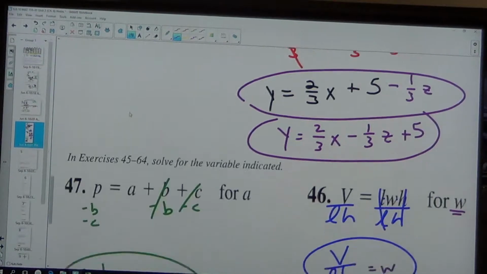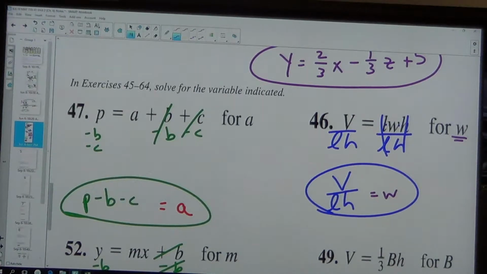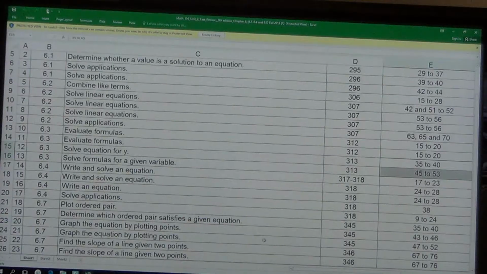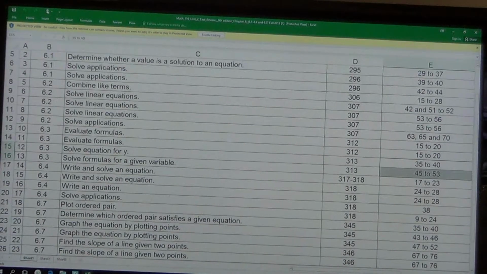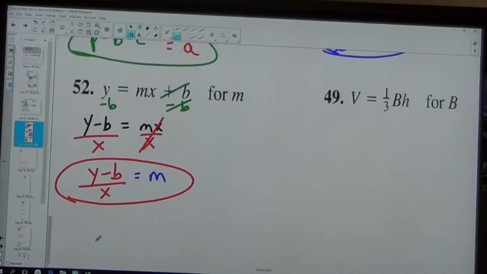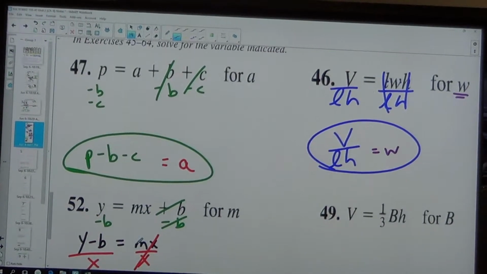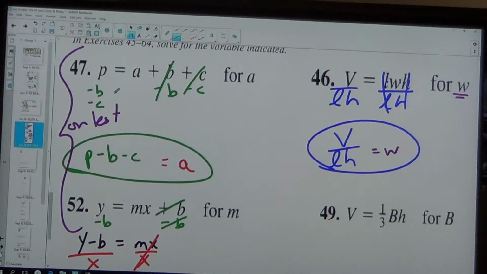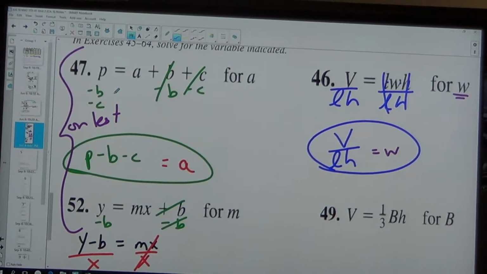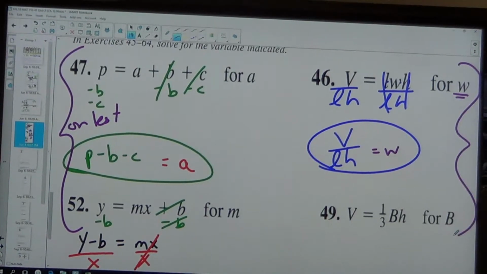Then I skip to 45 through, what did I say? 45 through 53. Solve formulas for a given variable, 45 to 53, which are going to be like this. So you're going to have one like this, where you have to solve for a given variable that's not y. So you're going to have one of these on the test, 45 to 53. So you do not have one like number 41. Thank you, Ms. Cooper.